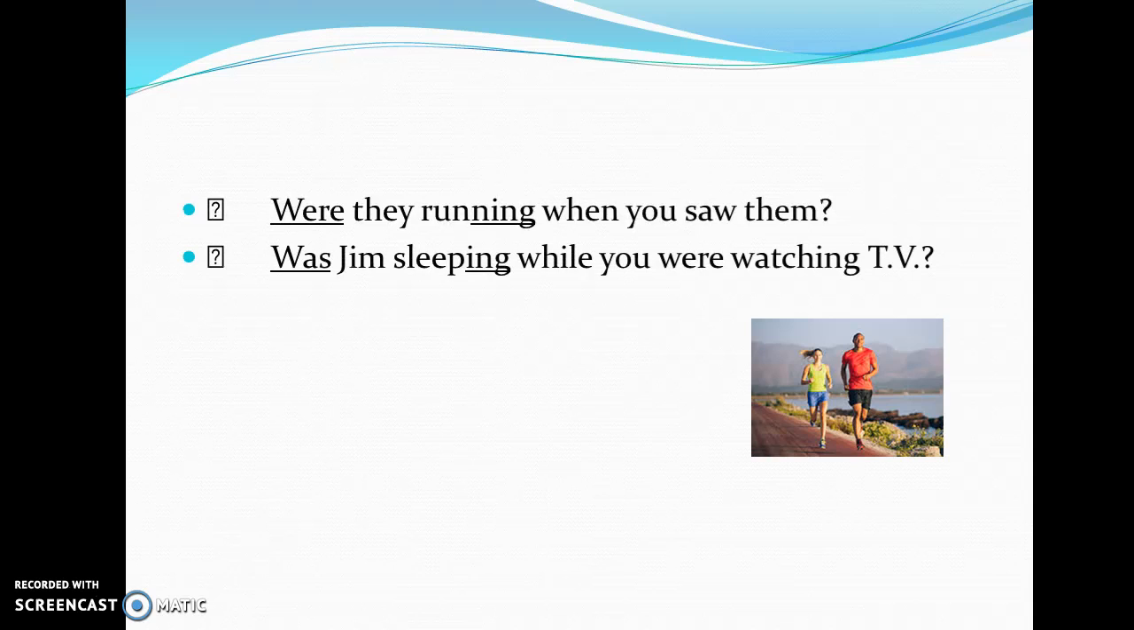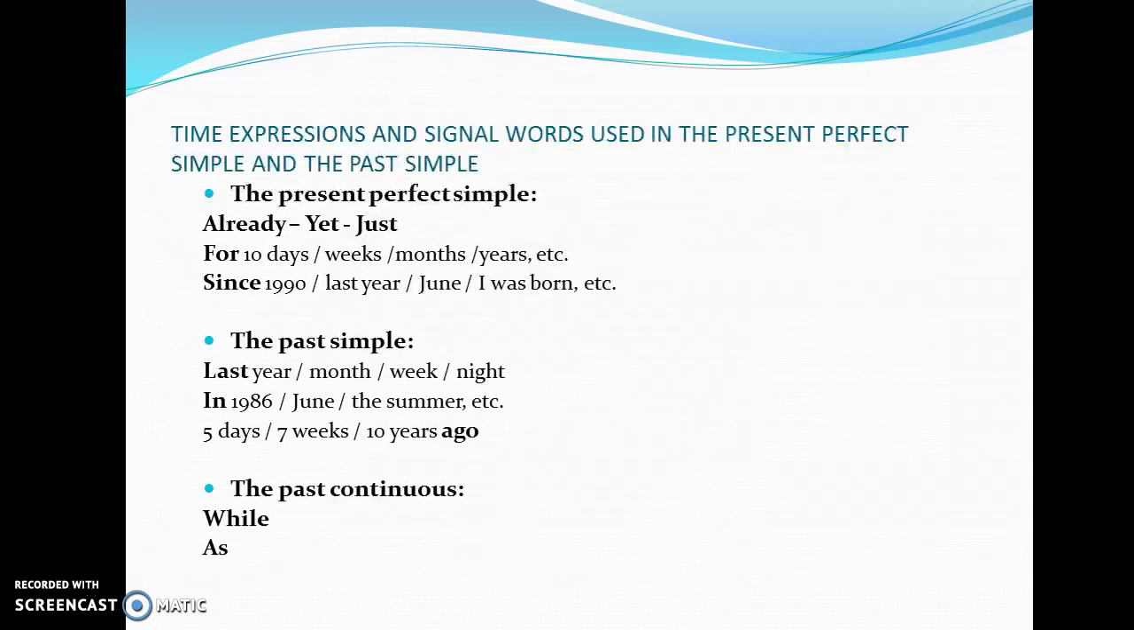Questions: were they running? We begin with the auxiliary. Were they running when you saw them? Was Jim sleeping while you were watching TV? The same, we begin with the auxiliary and the verb plus ing. This is, of course, for questions.